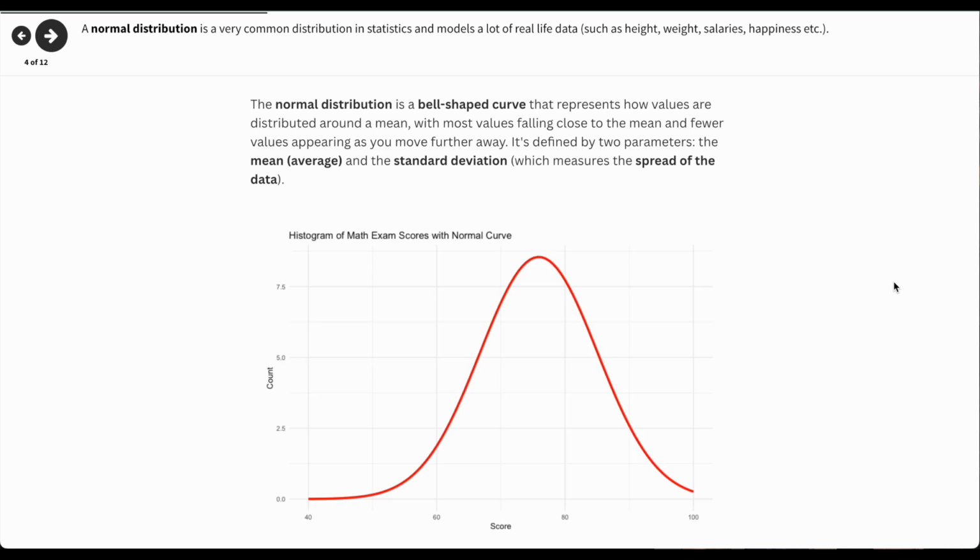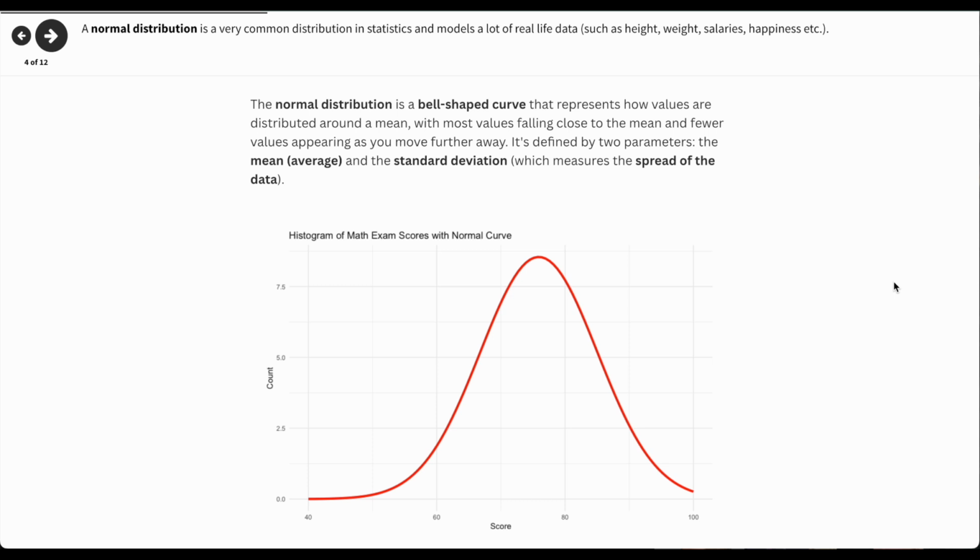Normal distribution is a very, very common distribution in statistics, and it models a lot of real life data, such as height, weight, salaries, happiness, etc. We think most people have a similar height. The frequency of very short people or very tall people is going to be a lot less than people who are around the average height. So it just represents how values are distributed around a mean, with most values falling close to the mean, and fewer values appearing as we move further away.